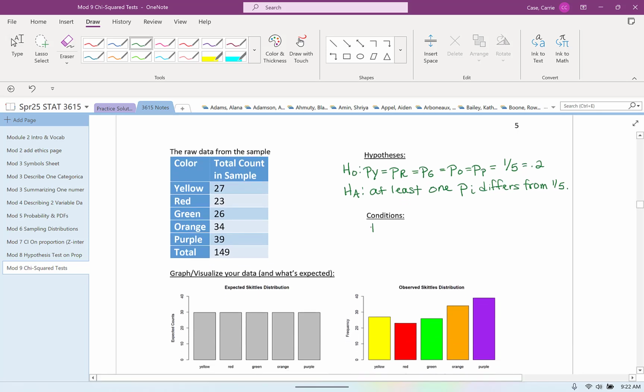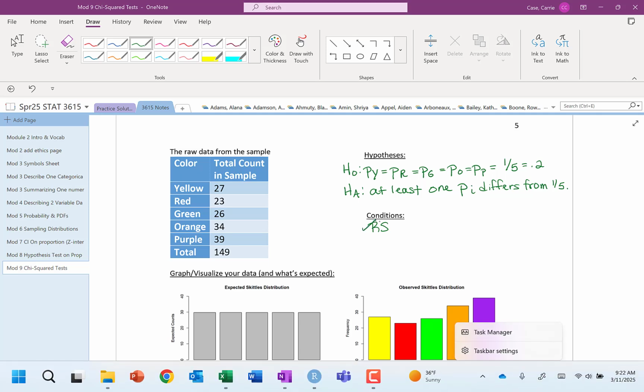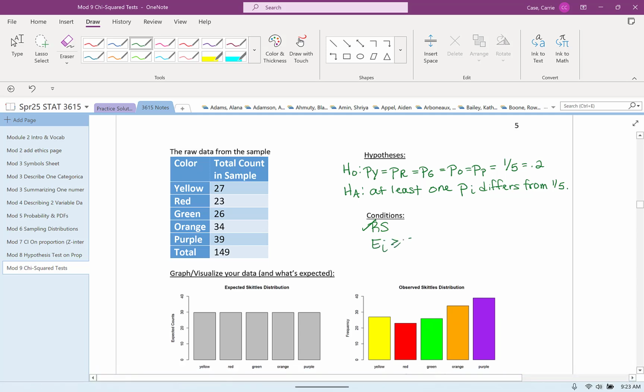And then our conditions, do we have a random sample? We did, in fact, take a random sample. You all don't know that because you didn't see the data collection. And then each of our expected counts has to be greater than or equal to 5. Let's do this one. So this is n times 1/5, and n was 149 times 1/5, which is 29.8. So the expected counts for each category is 29.8. And that, in fact, does meet the conditions. So we can do the chi-square test of proportions.